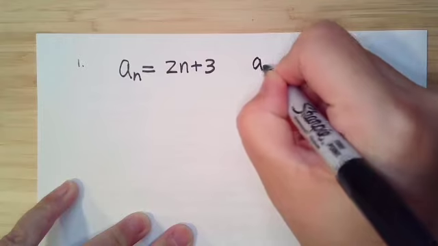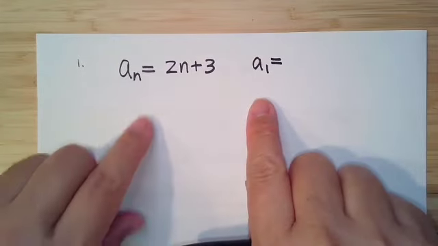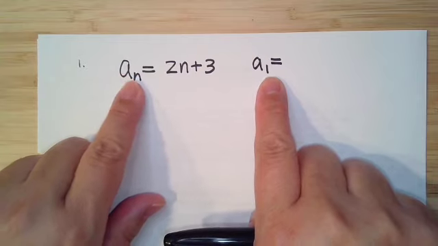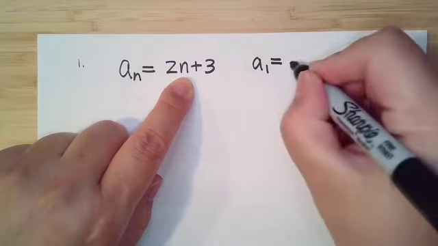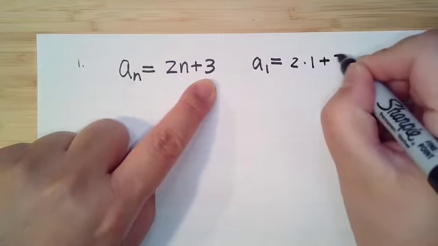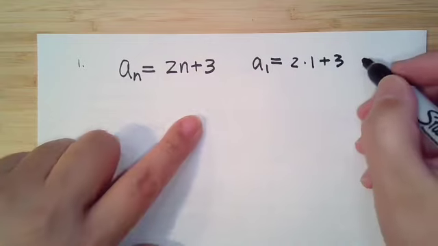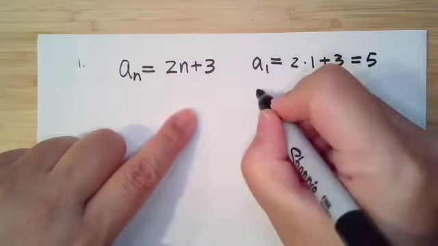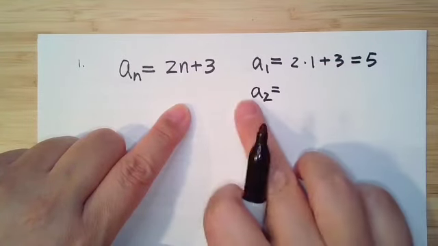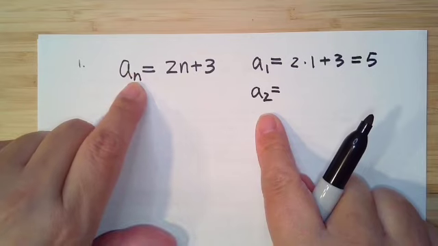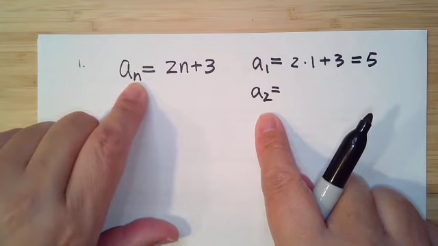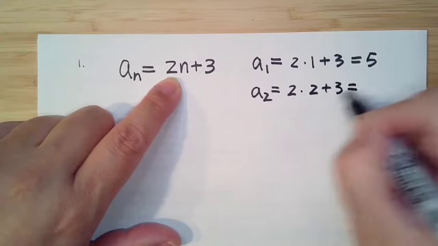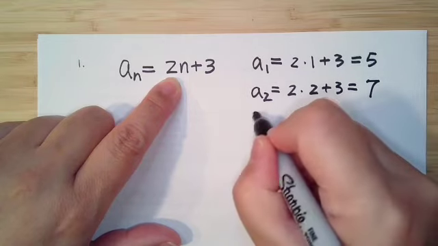So for a1, you're going to substitute this n with 1. So you have a1 equals 2 times 1 plus 3, which is 5. All right, and a2: here n equals 2, so substitute n by 2. That's going to be 2 times 2 plus 3, which is 4 plus 3. We get 7, right?